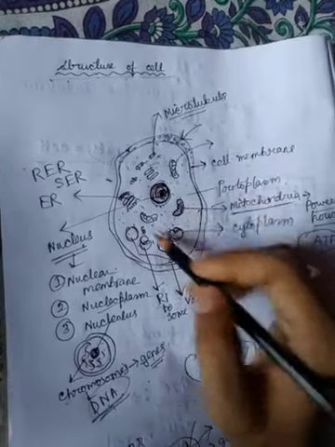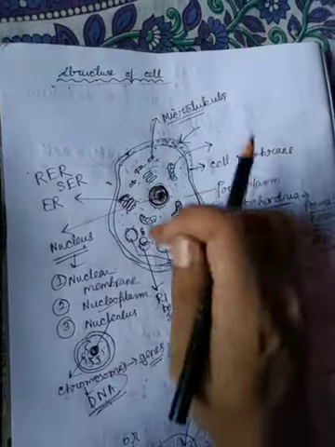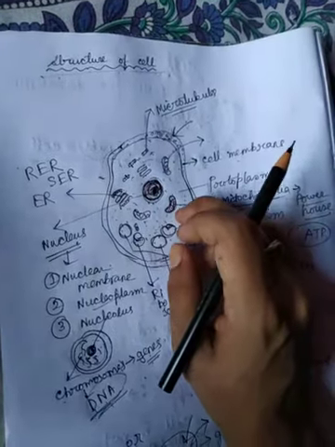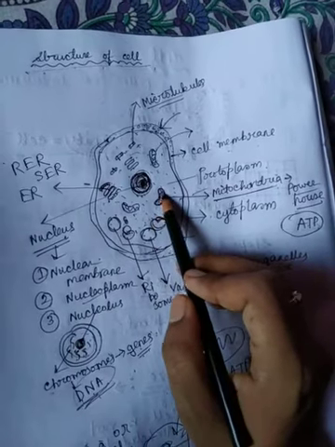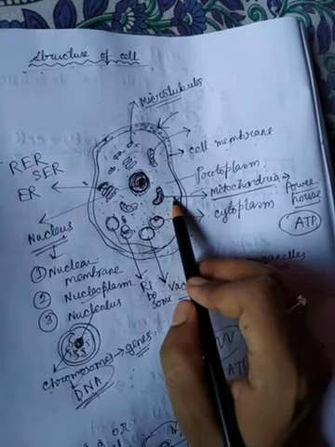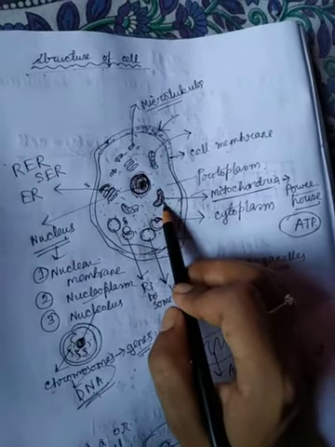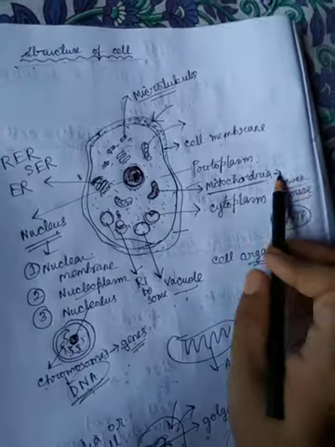And the rest of the portion is called cytoplasm. In cytoplasm, we can see that so many cell organelles are present. Number one is the kidney-shaped mitochondria. In the mitochondria, ATP is produced. That's why mitochondria is called the powerhouse of the cell.